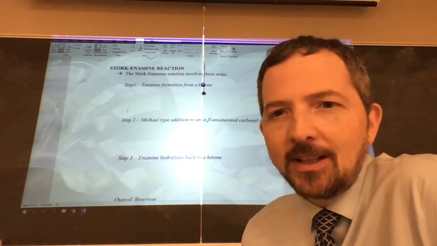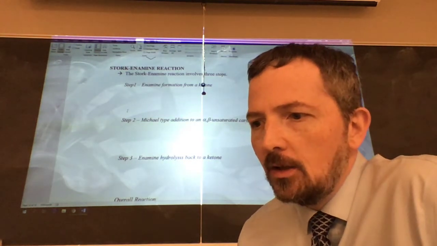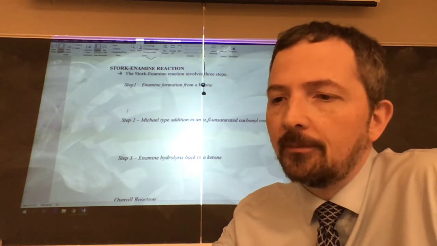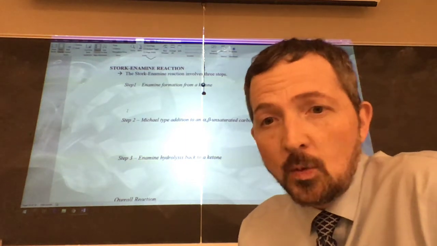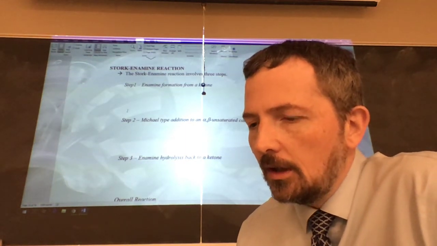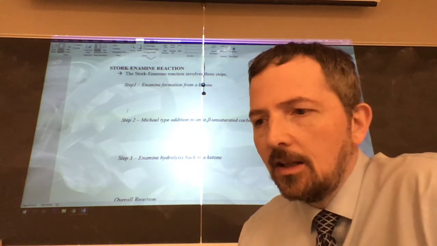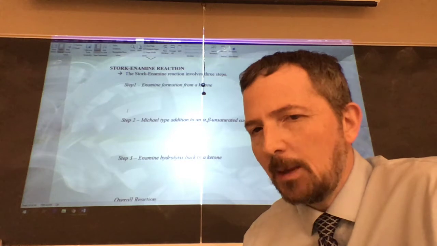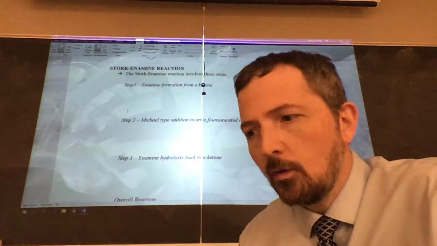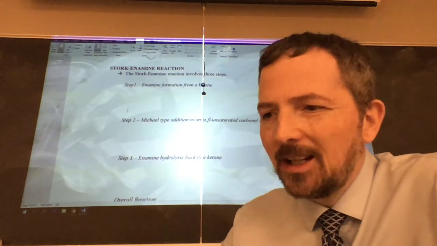So now what I'm going to look at is the Stork enamine reaction. We looked at the Michael reaction, and before that we looked at some condensation reactions. So we're going to look at what's known as the Stork enamine reaction, which actually involves conjugate addition. The Stork enamine reaction involves 3 steps. I'm going to go over the 3 steps, but what you really need to know is the overall reaction, and we'll look at the overall reaction at the very end. So the first step is the enamine formation from a ketone.